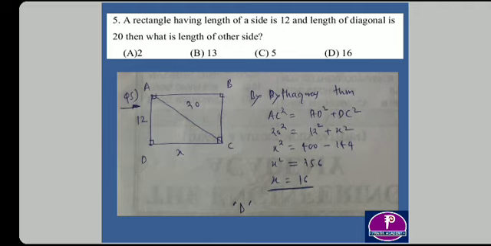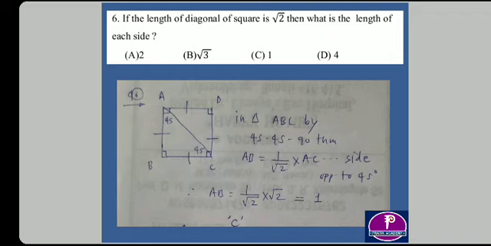Now next question, a rectangle having length of side 12 and length of diagonal is 20, then what is the length of the other side? If you draw one rectangle ABCD, the side is given 12, the diagonal is 20. So by using the Pythagoras theorem, we can find out the other side, and after putting values we get x is equal to 16 here.